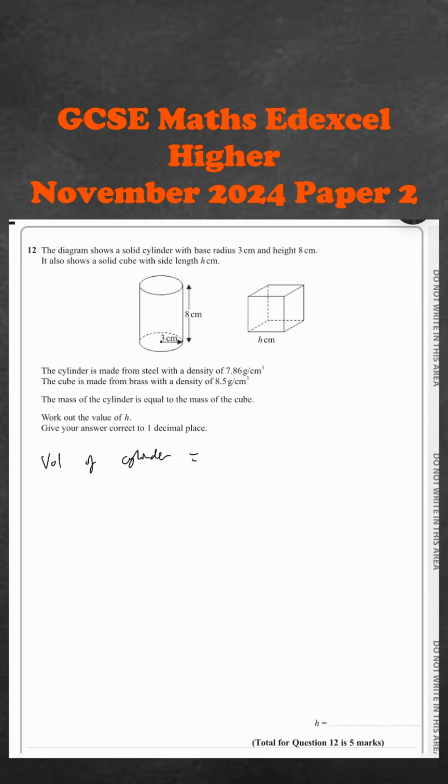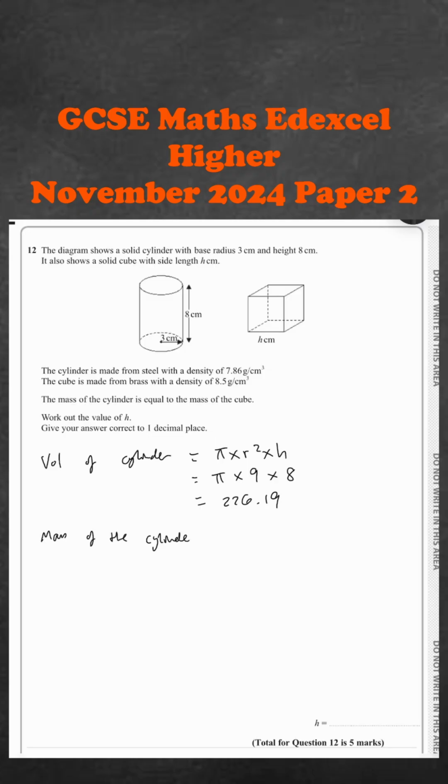So we know the volume of the cylinder is pi times r squared times height, where r is the radius. So that's going to be pi times 3 squared, which is 9, times the height, which is 8. So 72 pi, which I'm just going to do on my calculator. 72 pi is the equivalent of 226.19.